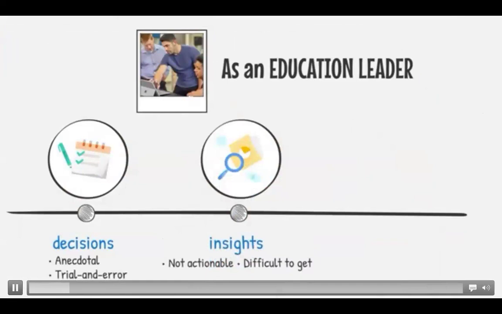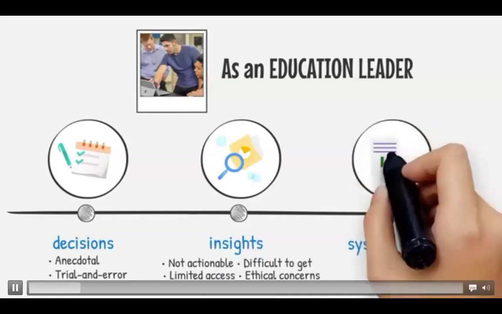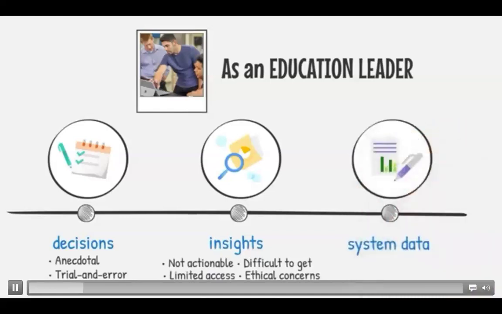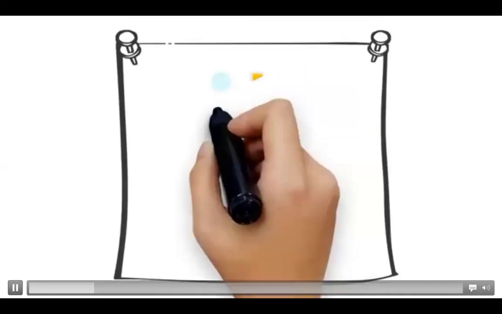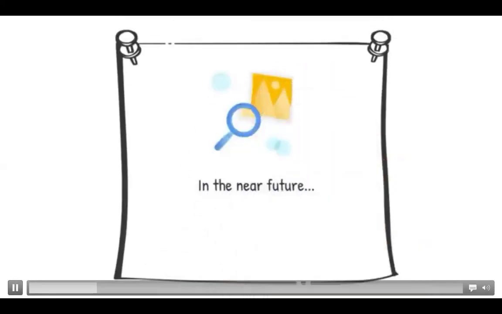The insights may only be usable by a limited number of people, and you have concerns about the ethical and responsible use of the insights. Your CIO may tell you that system data is complicated and costly to manage, that it's siloed, and it's not secure. Now imagine a time in the near future.